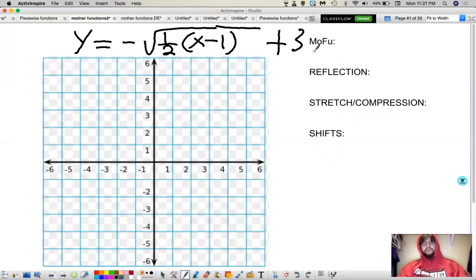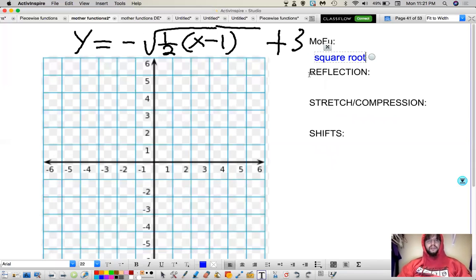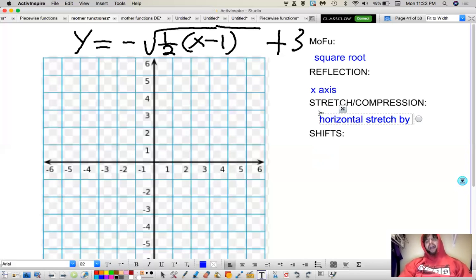This is a square root. I'm going to reflect over the x-axis. I'm going to stretch it. Look, and see, it is in here with the x, isn't it? So I'm going to stretch it horizontally. I'm sorry, I should have done some compressions. Holler at me in my office hours if you need some help with that. Or look back in the video. We did some.